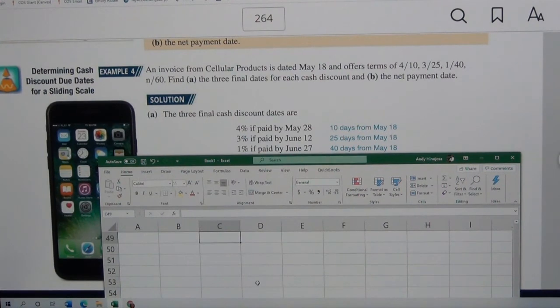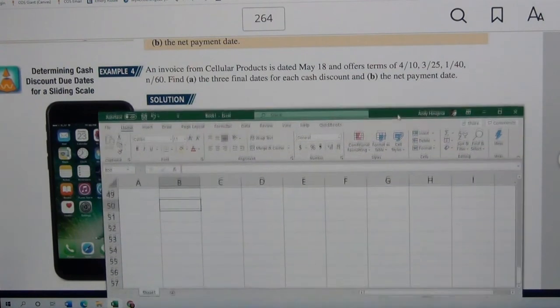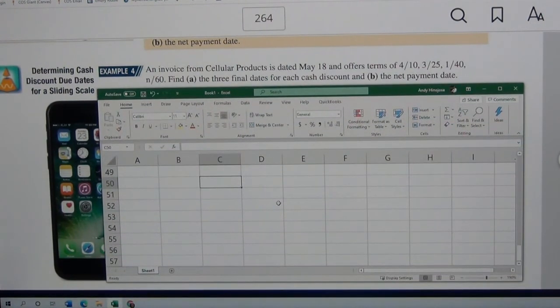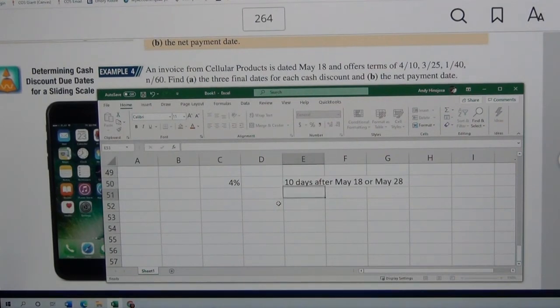So let's figure this out. If we want a 4% discount, we need to be able to pay that within 10 days after May 18th, or May 28th. So that's easy. The 3% discount, that one's going to be a little bit tougher. We can take it at 25 days after May 18th.